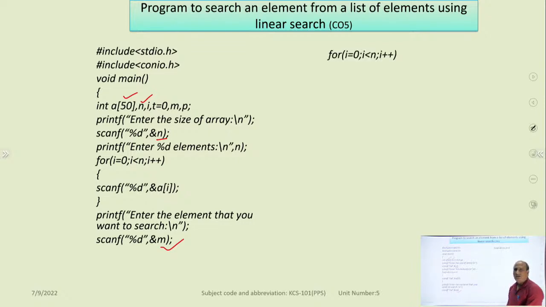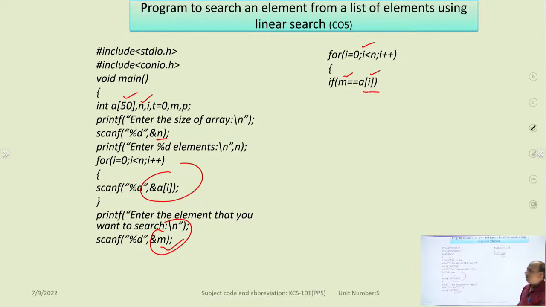After storing, we will apply the logic. Now we have the array with these elements, and we have the item that we are looking for. So what do we have to do? We have to apply the linear search logic, and for that we apply this for loop, and here I compared this m with A of i. i will keep on changing.